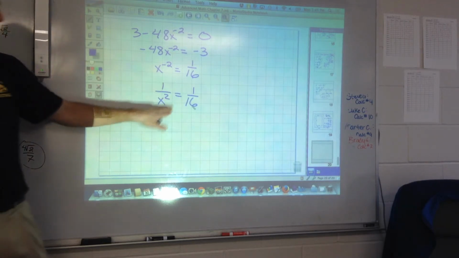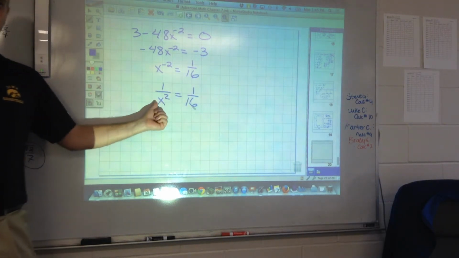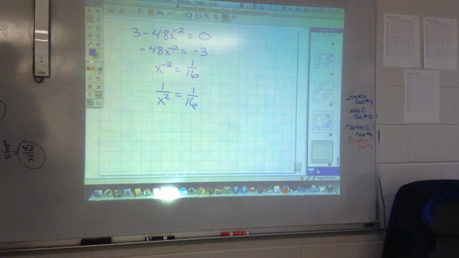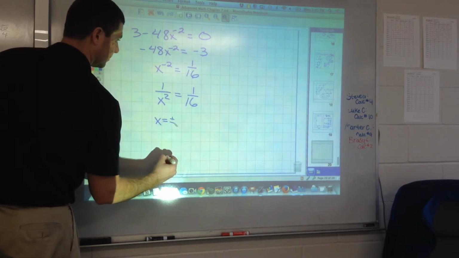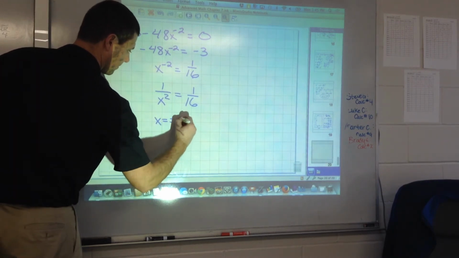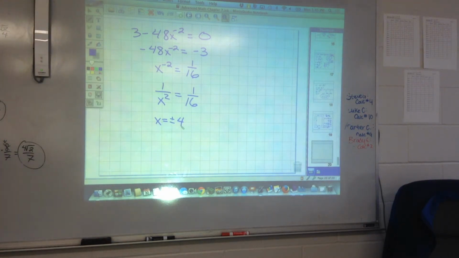1 over what squared is equal to 1 over 16? Well, 4 squared or negative 4 squared. Could you also think of it as first inverting it and then taking the square root? Yes. And then we know it's plus or minus because it's squared. But a negative would not be in our domain. x cannot equal negative 4.